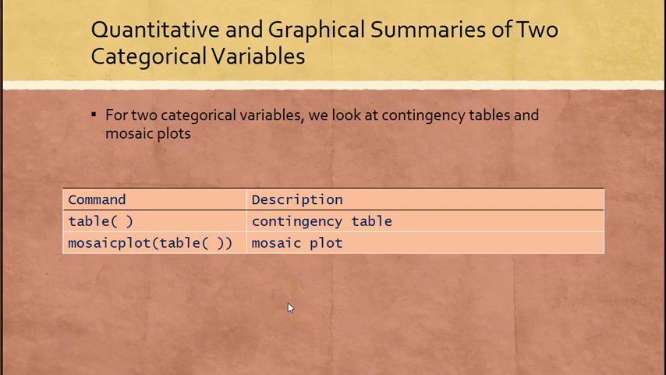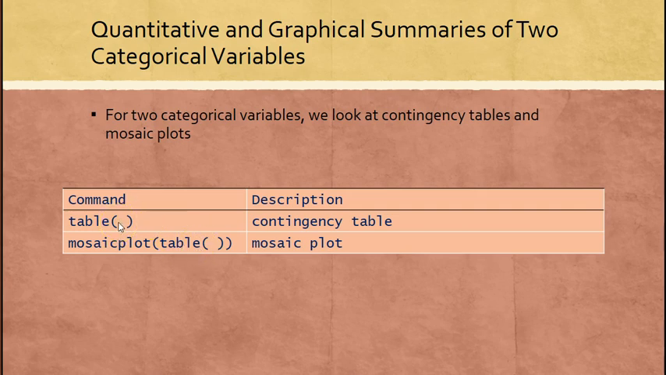Okay, so now let's take a look at what we can do for dealing with two categorical variables at once. For two categorical variables, we're looking at contingency tables and mosaic plots. And in terms of the commands, that table command that we just looked at for one categorical variable also works for this as well.